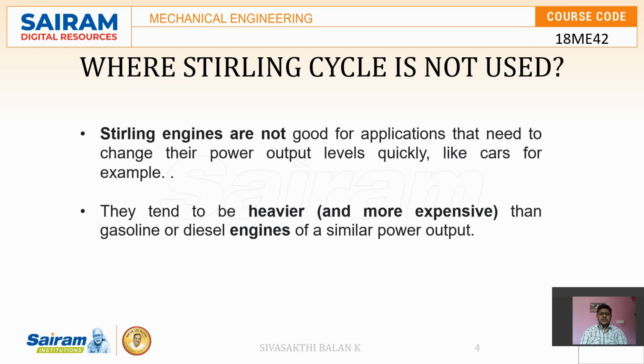And the Stirling cycle is not used in regular automobiles, since it is very difficult to change the power output of the Stirling cycle compared to the regular conventional diesel and Otto cycles. So it is not widely used in automobile applications, and moreover it tends to be heavier as well as expensive compared to the gasoline or diesel cycle.